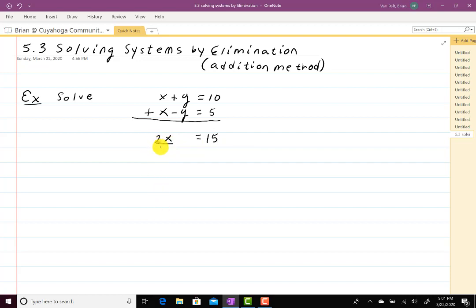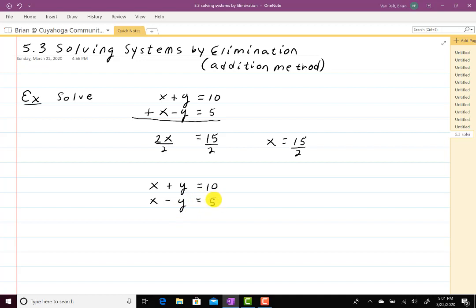Now I can divide by 2, and I get my x equals 15 halves. So there's half the answer. Now to get the other half, let me write these again. x plus y equals 10. x minus y equals 5.